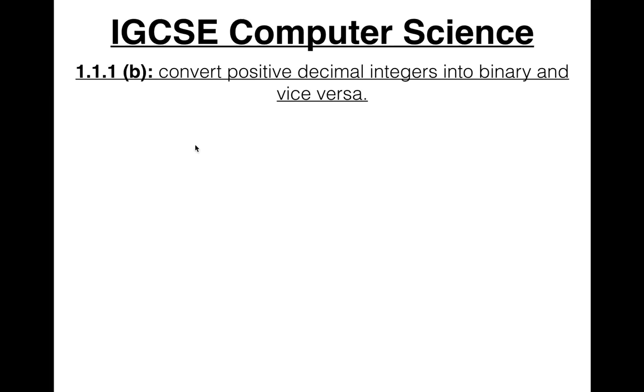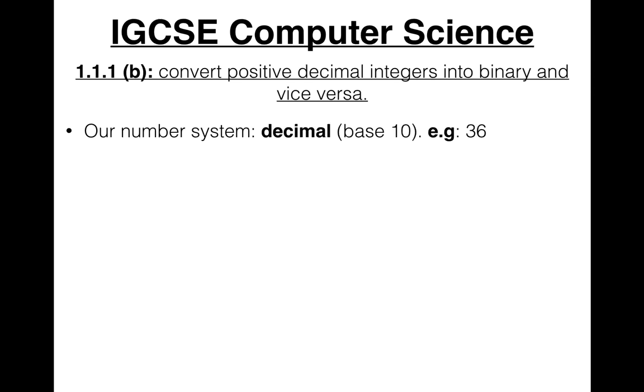IGCSE Computer Science, Syllabus Statement 1.1.1b, convert positive decimal integers into binary and vice versa. What we covered in the last video is what binary was, basically, and a bit of how it's used, although not that much. So this video will teach you how to convert decimal integers into binary and vice versa. This is more math than theory, just to let you know that.